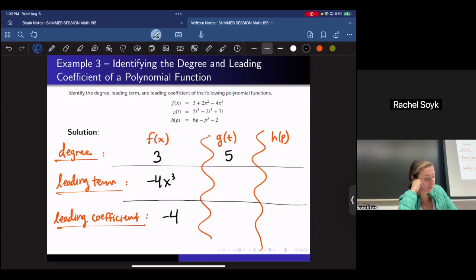All right, g of t, what's our highest degree? 5, right? Because it's the exponent, the little numbers. The exponent here is just 1. The leading term is 5t to the 5th. And then our leading coefficient is 5. What about h of p? What's our highest degree? 3. What is our leading term? Be careful, it's always the highest degree. That's the term, so negative p to the third. And then our leading coefficient is, yeah.